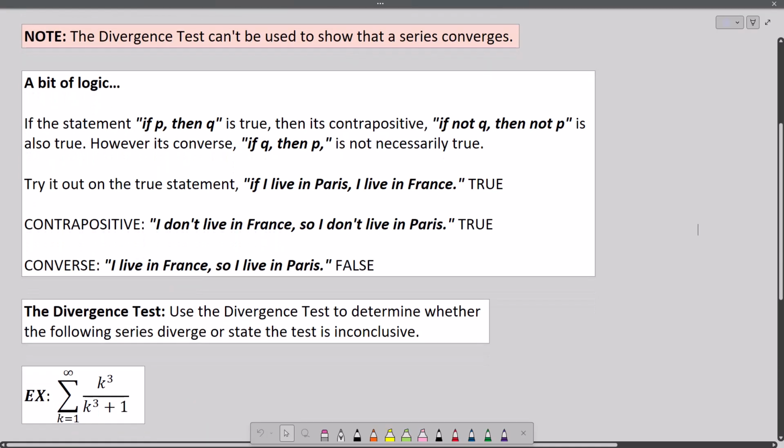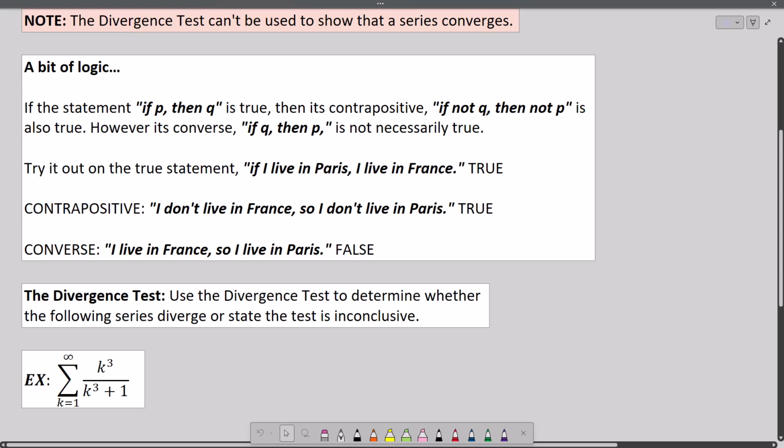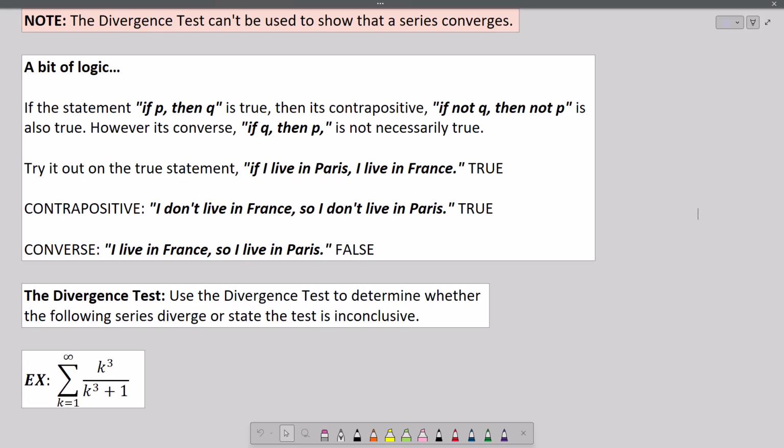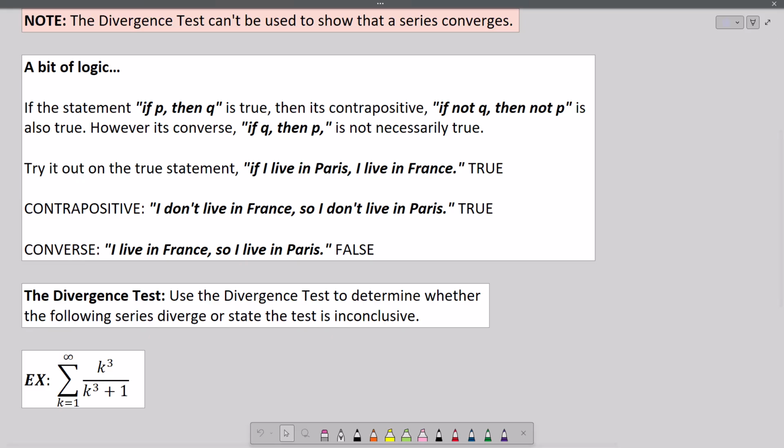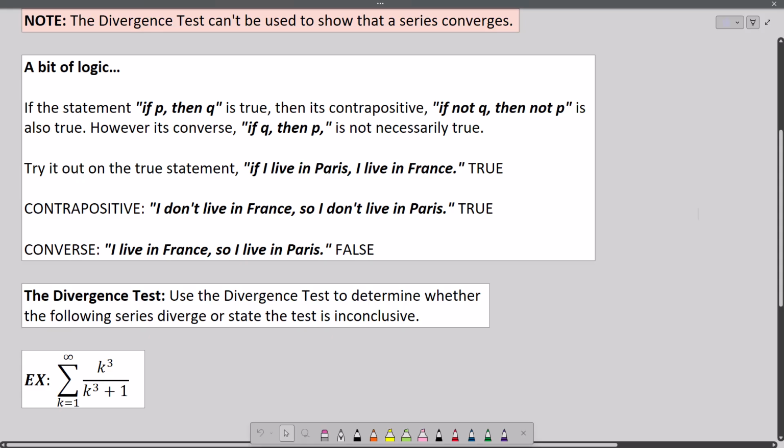So this is the difference between contrapositive and converse. We have this statement, if P then Q. If that statement is true, the contrapositive is then not Q must imply not P. Converse just means go backwards, if Q then P, and that is not necessarily true. This forward statement and this contrapositive statement are always equivalent. If you've got A implies B, then not B implies not A. That's always true.